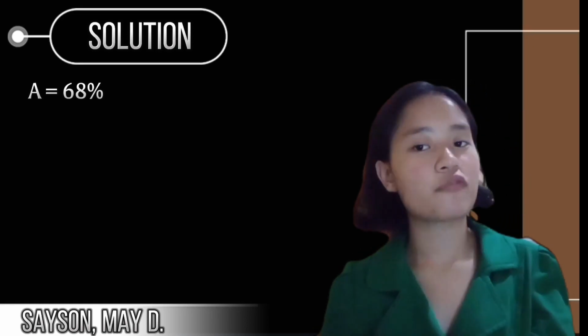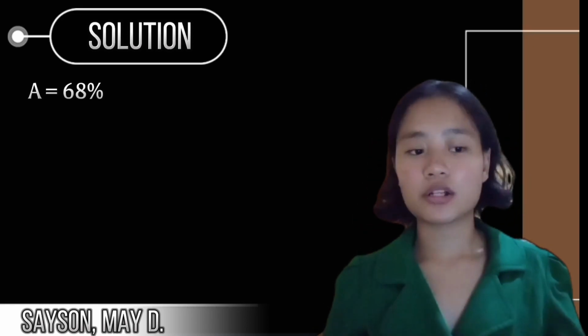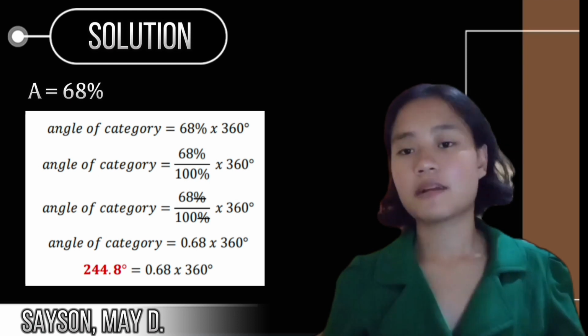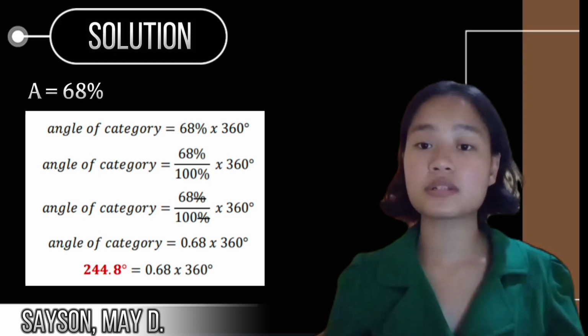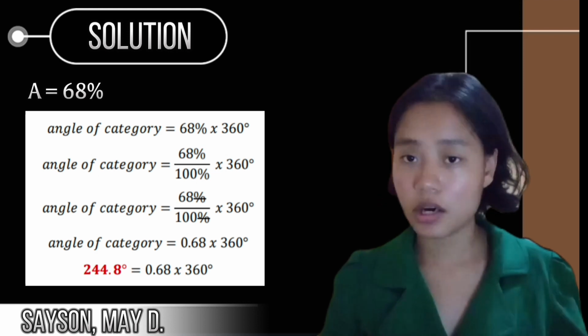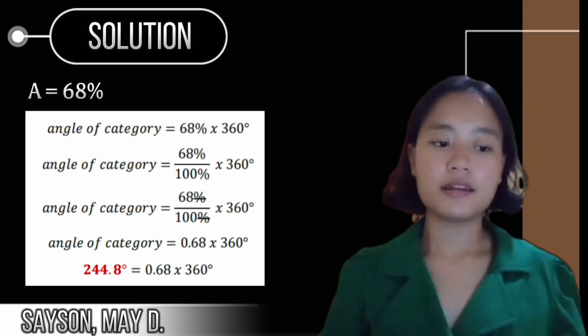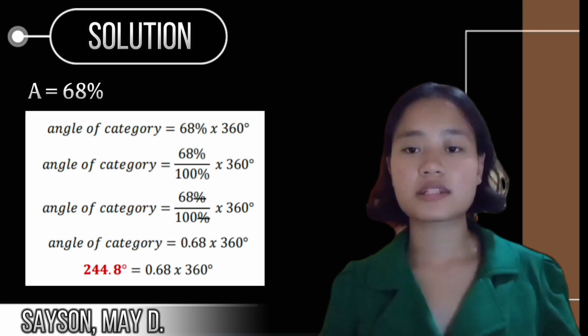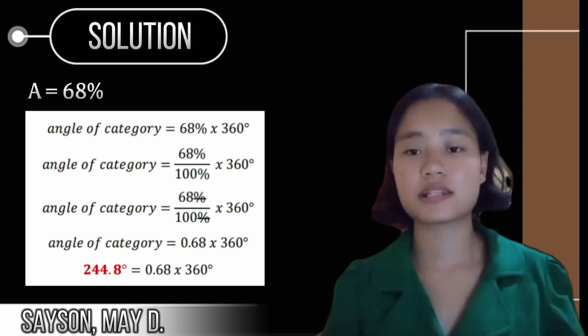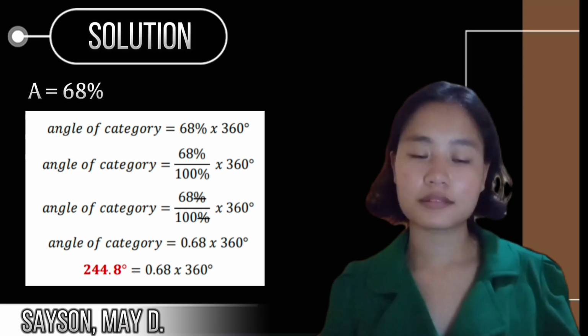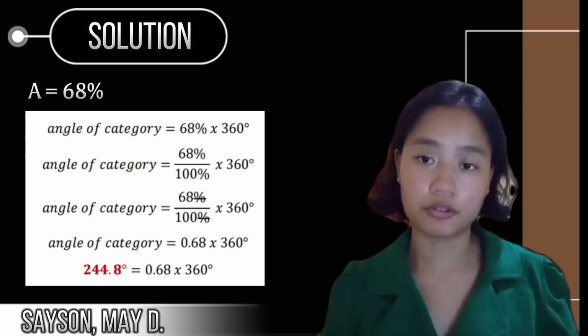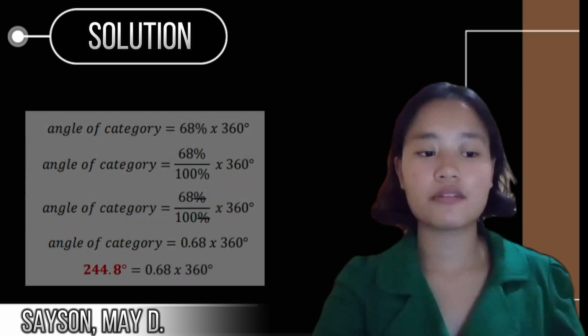So first we do A, which is 68%, referring to the percentage of people who commute. We have angle of category equals 68% over 100% times 360 degrees. We cancel the percentage symbols to show that they are being canceled. And then after we cancel, we solve them first. 68 over 100, we have 0.68. Then multiply it by 360 degrees. We get 244.8 degrees.